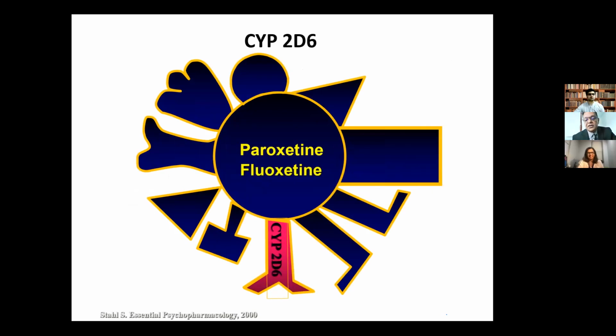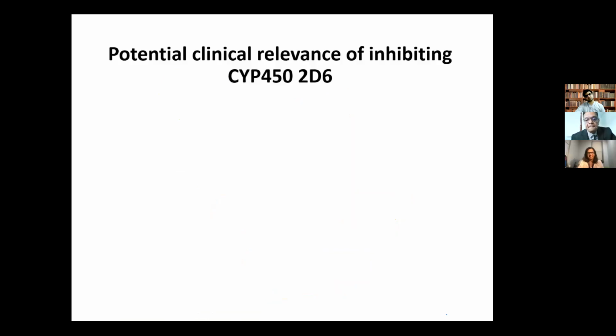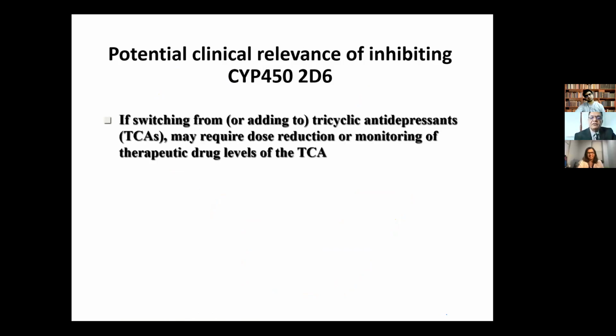Paroxetine. So let's see, paroxetine for 2D6. This slide is in reverse, but you get the point. 2D6 is potently inhibited by paroxetine and fluoxetine. What is the clinical implication? Let's look at the substrates. Even before that, the point I made earlier is that if you are switching or adding a tricyclic antidepressant with fluoxetine or paroxetine, you need to have therapeutic drug monitoring of the tricyclic level, especially the secondary amine tricyclics, which are primarily metabolized by 2D6 and are hugely impacted by a substantial inhibitor of 2D6.